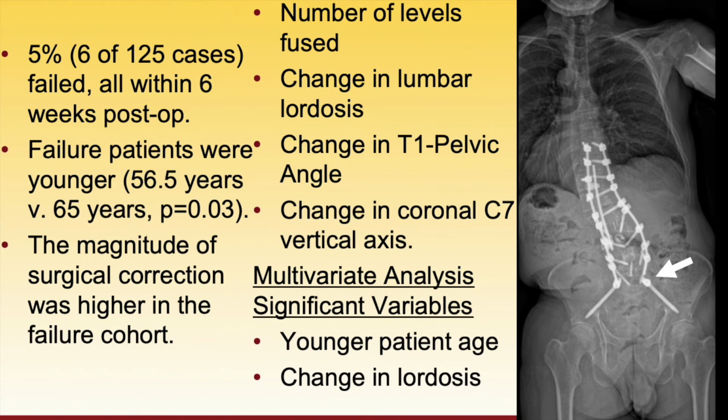Failure patients tended to be younger and tended to have undergone large magnitude surgical corrections, as defined by the number of levels fused, as well as by the radiographic parameters you see listed here. In the multivariate analysis, the most significant variables were younger patient age and change in lumbar lordosis.